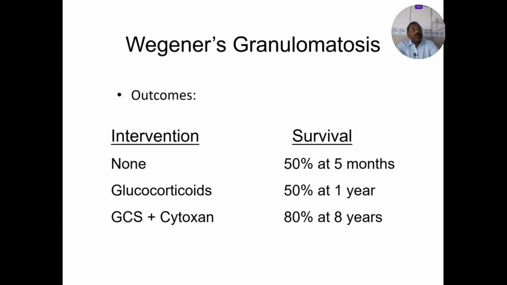So what is the take-home point for the Wegener's granulomatosis? Identify much early, and not only be happy with the steroids alone, add immunosuppressive drugs along with your steroid therapy. So those immunosuppressive drugs may be your cyclophosphamide or azathioprine or mycophenolate mofetil, sometimes maybe the biologicals also.